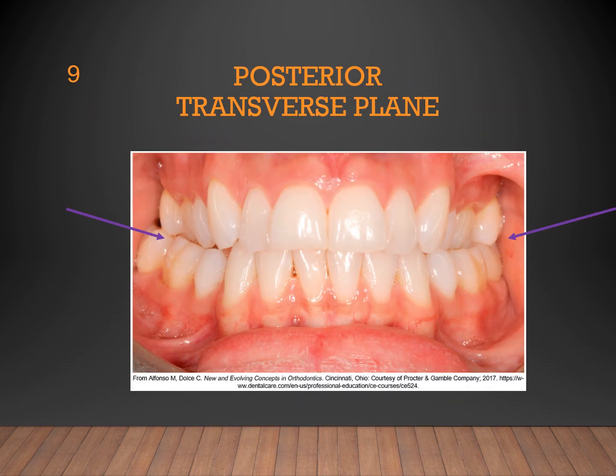In this image, if you look right here and right here, we've got a posterior crossbite on the right and left. We have a bilateral crossbite on both sides. You can see the arch is a little bit narrow here, so that may have been some type of skeletal deviation, and maybe a palatal expander when that patient was younger could have helped correct that.